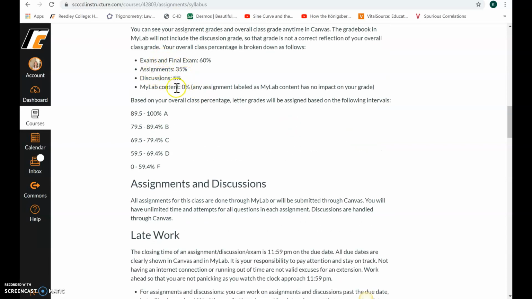A reminder on the grading breakdown: exams and final exam 60%, assignments 35%, discussions 5%. Anything that is titled as MyLab content has no impact on your grade. I know that there are points that show up, but just ignore it. This is the only way I can get the MyLab content to show up nicely in Canvas. So again, anything that says MyLab content, 0%, it does not go towards your grade. At the end of the semester, you can see the percentage breakdown to know what letter grade you would get in the class.